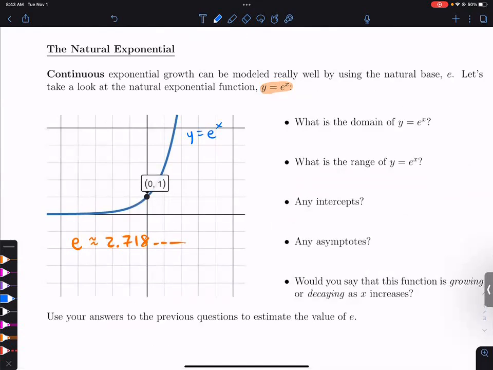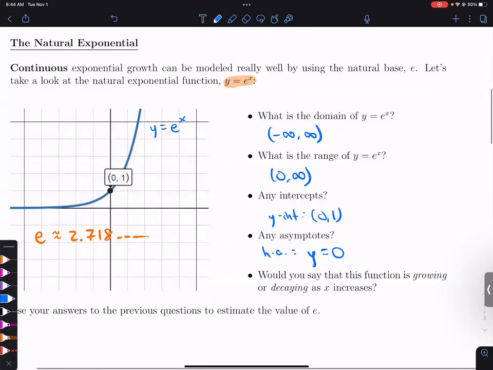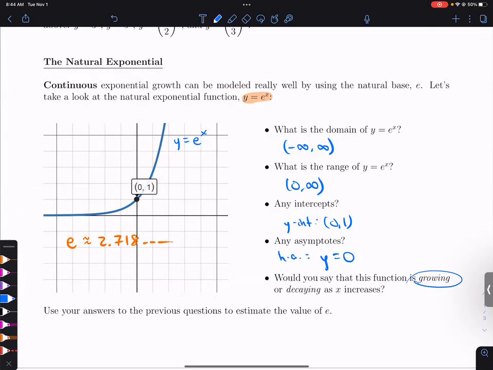So domain, negative infinity to infinity, range 0 to infinity. There's a y-intercept at (0, 1). There's a horizontal asymptote at y equals 0. And the thing's growing over time. And I already told you what the value of e is because I forgot that I had that question there.